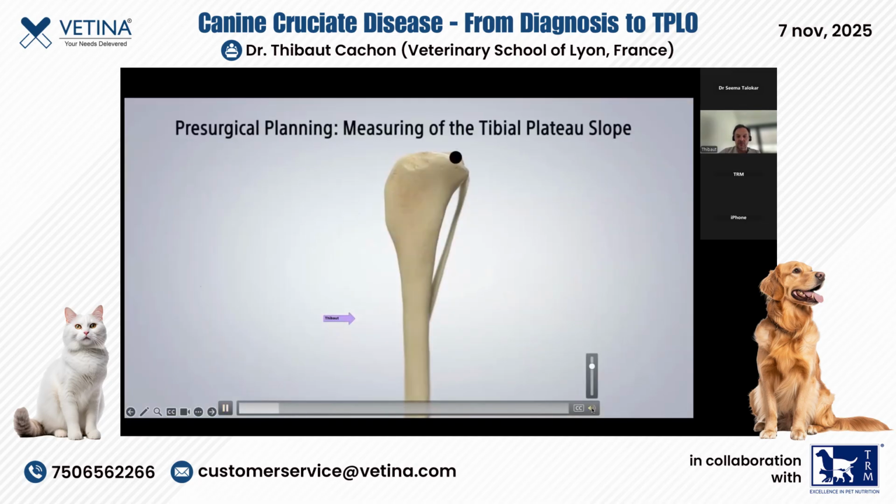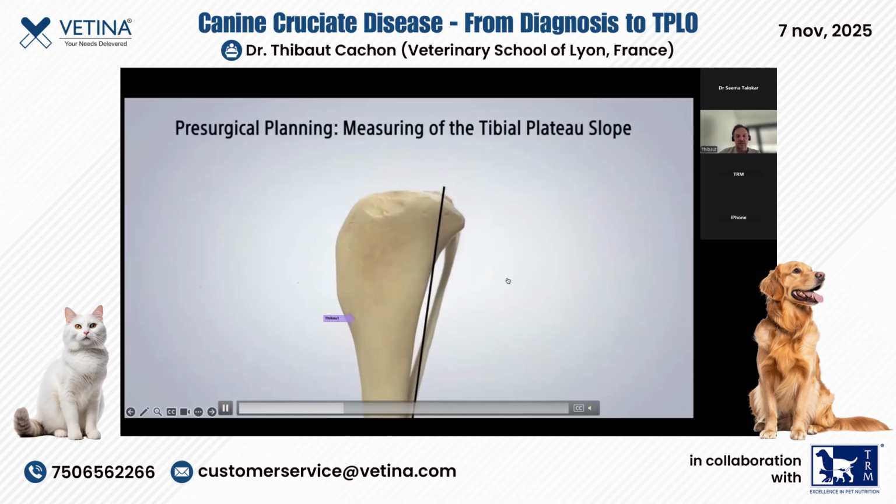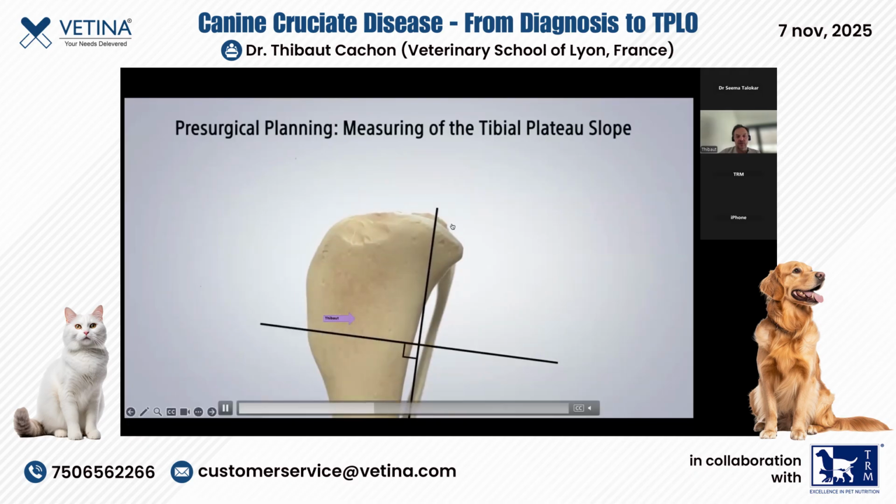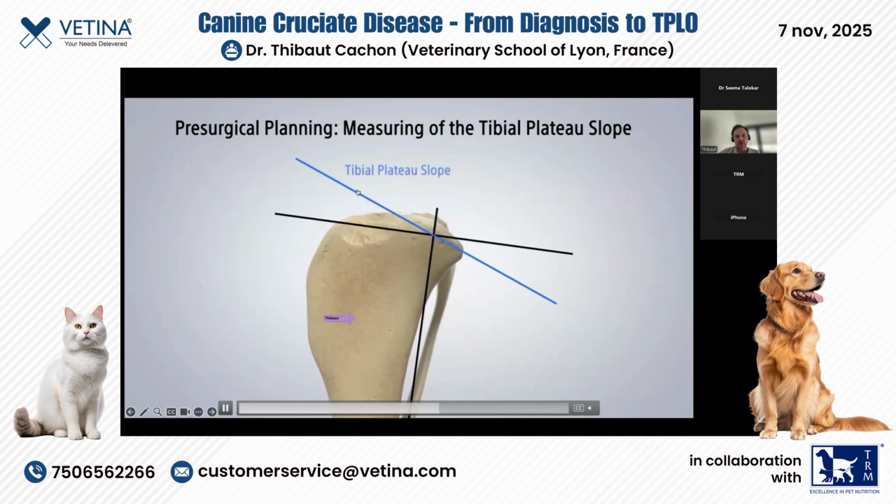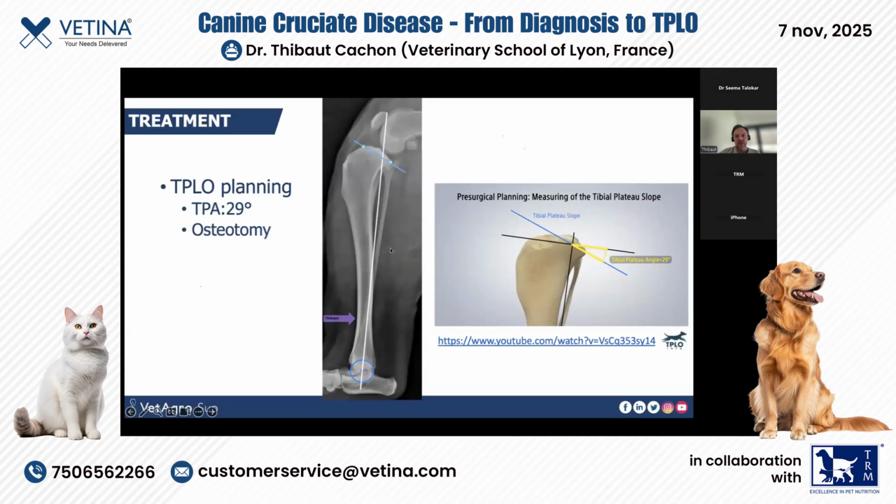And the planning is done first with what we call the functional axis of the tibia, from the proximal part onto the distal part of the joint. And then you are going to measure the tibial plateau slope with the proximal part of the tibial plateau to the caudal part of the tibial plateau. And you see that the measurement of the tibial plateau angle in this case will be 29 degrees.